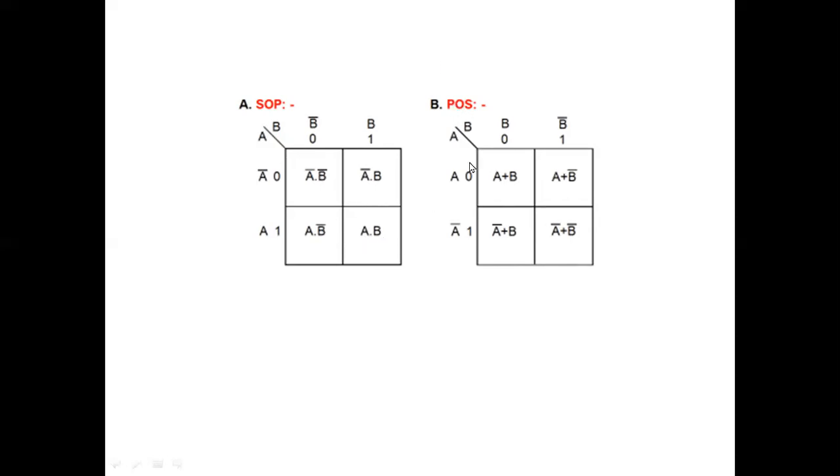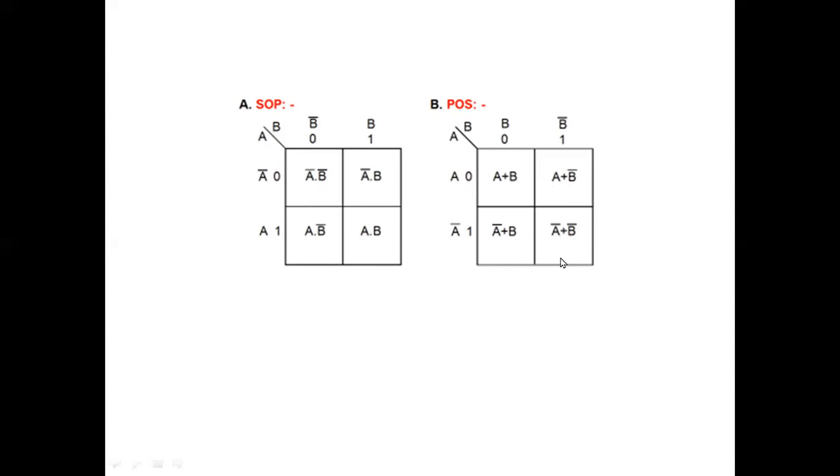Whereas coming to POS form, the cells are 0, 0, 0, 1, 1, 0 and 1, 1. There are 4 cells, capital M0, capital M1, capital M2, capital M3. So you have to represent the sum terms for each cell. So 0 plus 0 here, 0 is the true value. So it is A plus B, A plus B bar, A bar plus B, and the last cell is 1, 1, which is A bar plus B bar.